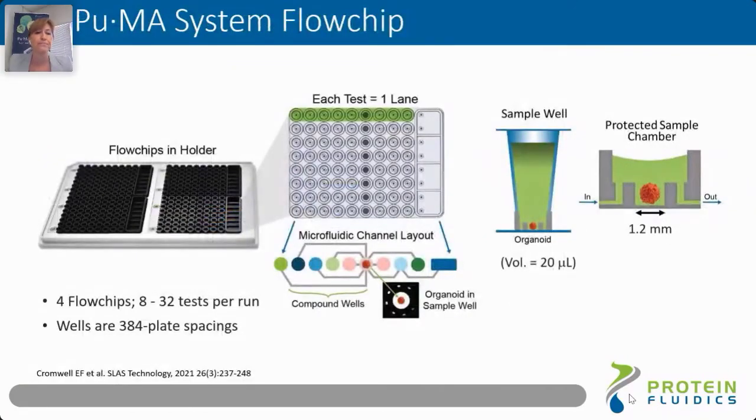Now, the heart of the system is the Flowchip. Here you can see the frame with 4 Flowchips in it, and you can use in your assays between 1 and 4, depending on the needs.